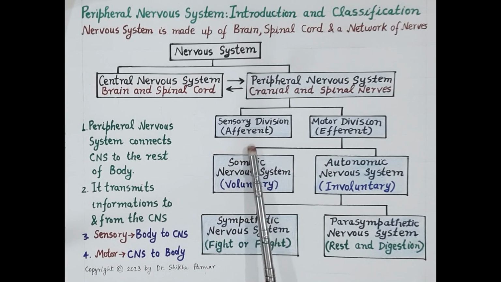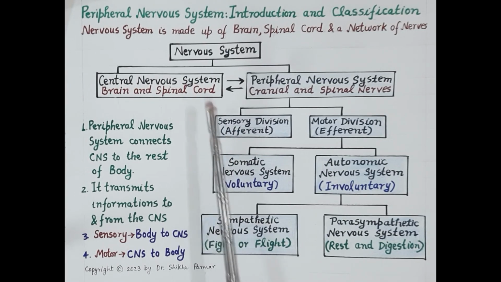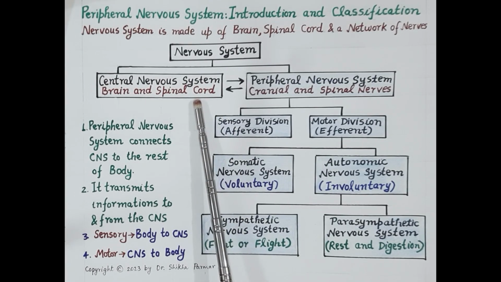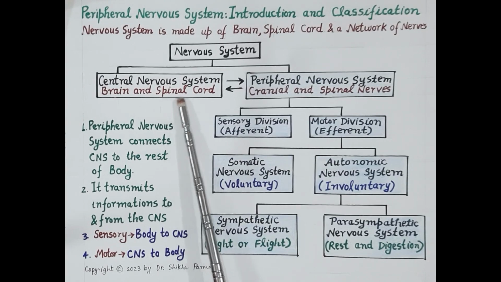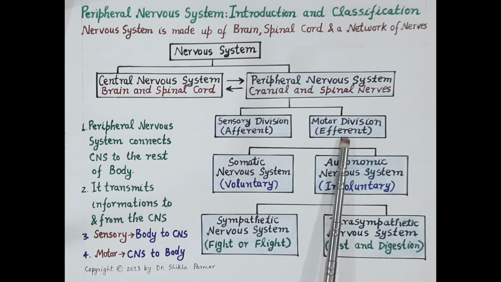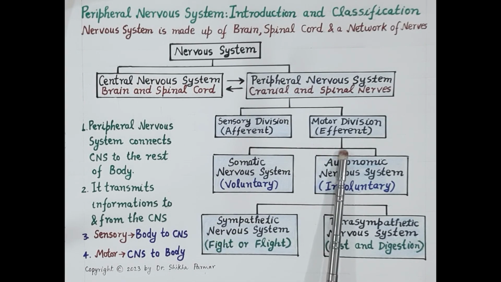Now, sensory division transmits information from all parts of the body, tissues and the organs to the central nervous system, and this information that is received by the central nervous system is then analyzed by the central nervous system. Whereas the motor or efferent division transmits information from the central nervous system to all the body organs and tissues. That means it transmits information from central nervous system to the skeletal muscles, smooth muscles, cardiac muscles and the glands.